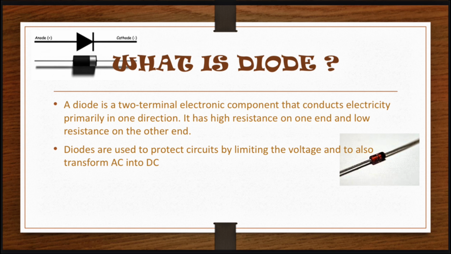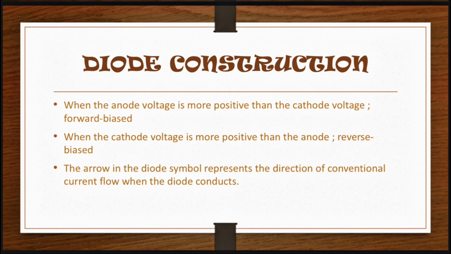The image here shows what a diode looks like in real life, and also its symbol in the circuit diagram with the anode and cathode marked. Following that, I will talk about the construction of a diode. When the anode voltage is more positive than the cathode voltage, the diode is said to be forward biased and it allows current to pass. On the other hand, if the cathode voltage is more positive than the anode voltage, it is reverse biased and blocks current. The arrow in the diode symbol shows the direction of conventional current flow when the diode is conducting.